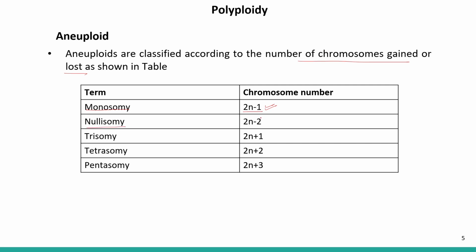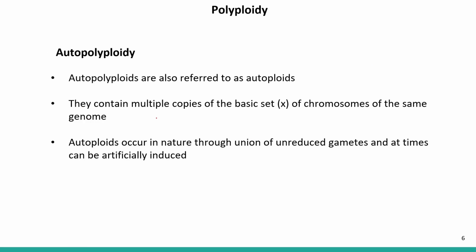Nullisomy: both of the paired chromosomes are missing. Trisomy: apart from the 2n, there is one extra chromosome. In the case of tetrasomy, two extra chromosomes from the normal chromosome are present, and in pentasomy, three extra chromosomes are present along with the normal chromosomes. So according to the number of chromosomes missing or gained, the terms are defined: monosomy, nullisomy, trisomy, tetrasomy, and pentasomy.